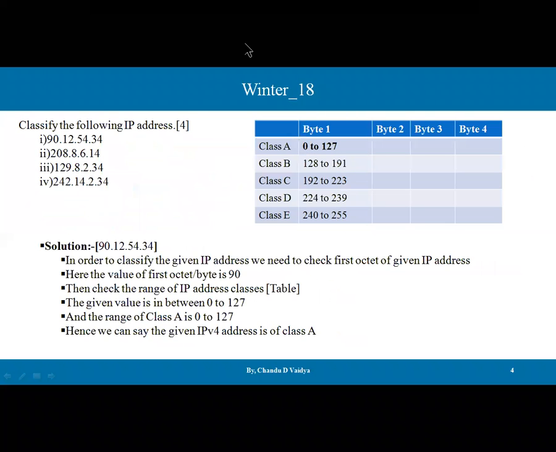Apart from this, there is another question in Winter 18, for 4 marks, guys: classify the following IP addresses. There are four addresses given. Here also we have the same process available.